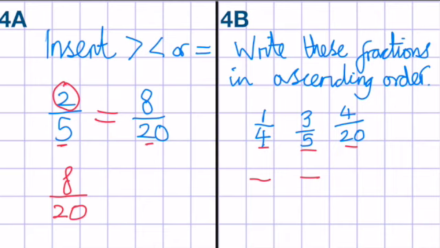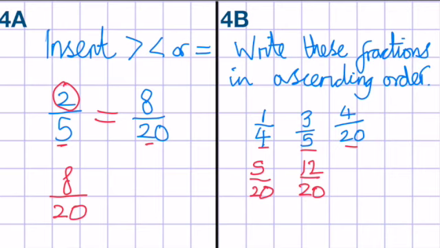4 times 5 is 20. So I'm going to times the 1 by 5. So we've got 5/20ths. 1/4 is 5/20ths. And actually, 1/4 of 20 is 5. So we know that that's correct. And then we're going to times 5 by 4 to make it into 20. So we times 3 by 4. So we can see 1/4 is equivalent to 5/20ths. 3/5 is equivalent to 12/20ths.